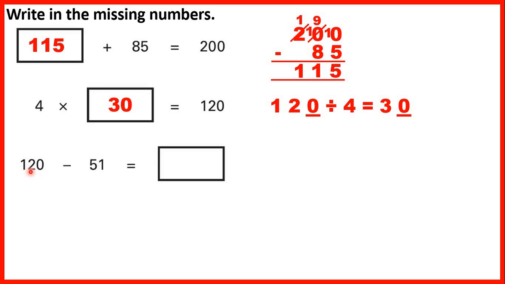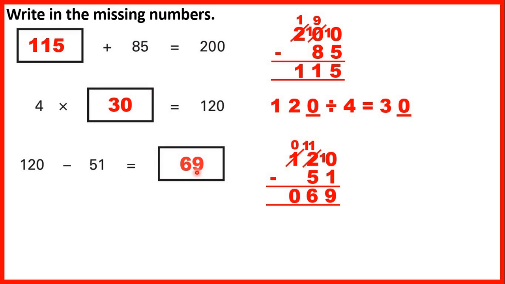And finally, we have 120 minus 51. Using column subtraction, we can't do 0 minus 1, so go to the left, 1 less, 1 in front. 10 minus 1 is 9. We can't do 1 minus 5, but 11 minus 5 is 6. So our answer is 69.